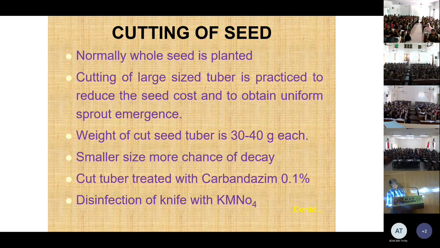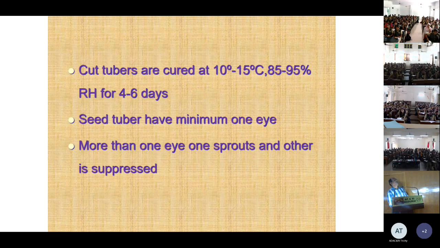The whole seed can be planted, or we have to cut a small portion with one eye or bud, which is enough, almost 30 to 40 gram. With smaller size tubers, there is a chance of decay. The cut tubers are treated with carbendazim 0.1% before planting. So, disinfection of the knife with KMnO4 when you cut the tuber. So disinfection of the knife.